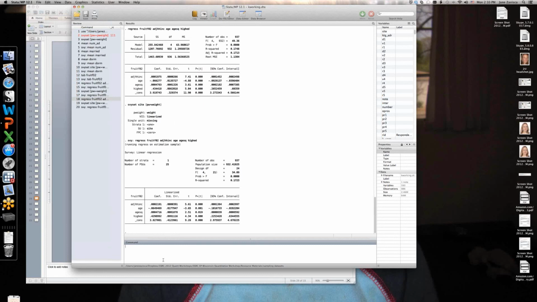And again, we see some changes in our standard errors, and the magnitude of the change in the standard errors is typically much larger than the magnitude of the change in the coefficients. And the reason is as follows.